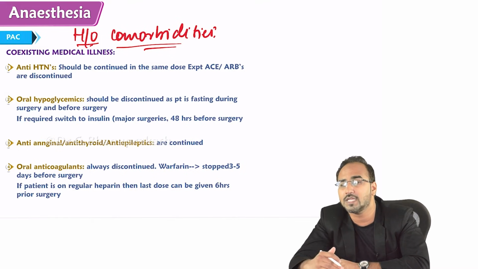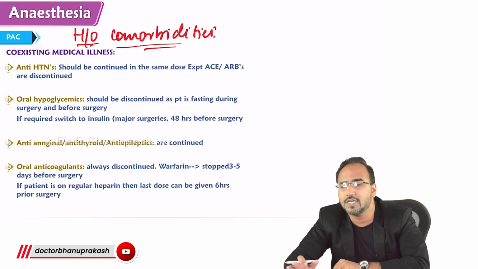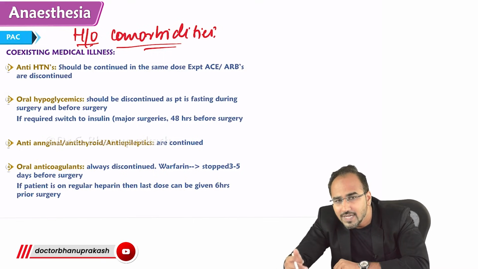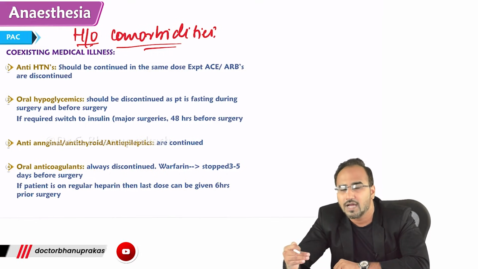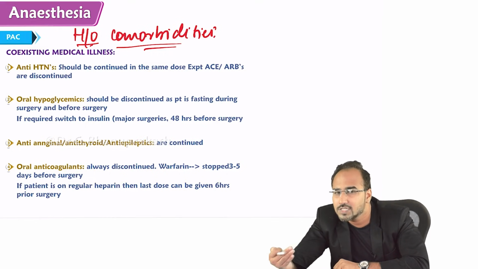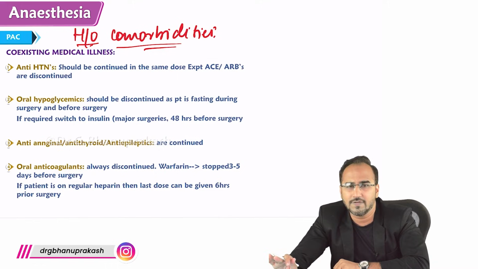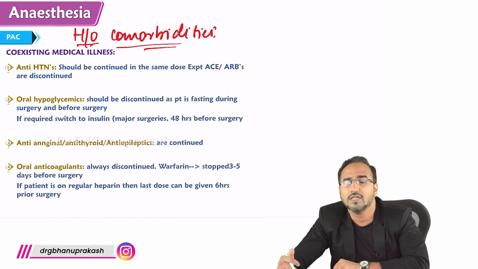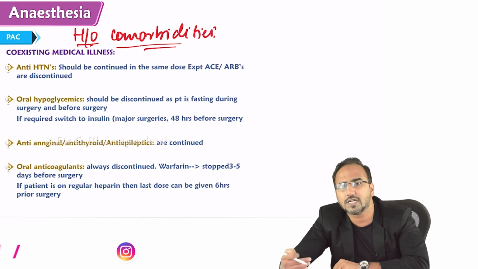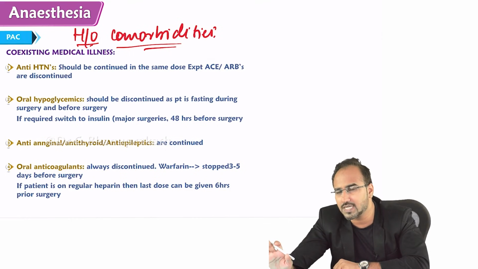You tell the patient not to take the oral hypoglycemic drug on the day of surgery. Why? Because if he takes it, the patient will develop severe hypoglycemia. You explain to him that he is not being offered any food. He will be going for surgery. During surgery, he will not be given any food. After surgery also, you won't give him any food. So if he takes the oral hypoglycemic drug on the day of surgery, there will be severe hypoglycemia. Oral hypoglycemic drugs are stopped.